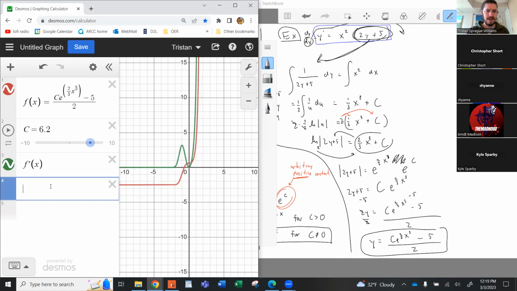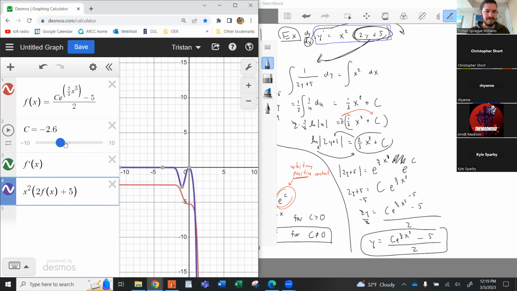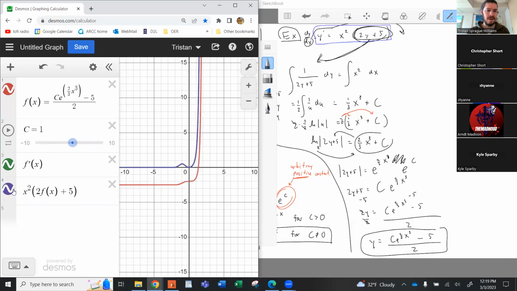That's y prime. And then I can graph x squared times, in parentheses, 2y plus 5. Except I don't want to write 2y plus 5. In place of my y, I want to put f of x. And so now I can see that the two graphs, the green and the purple, are indeed equal to each other for all values of this constant. Now, this confirms that what I found here, that these are indeed all solutions to the differential equation.